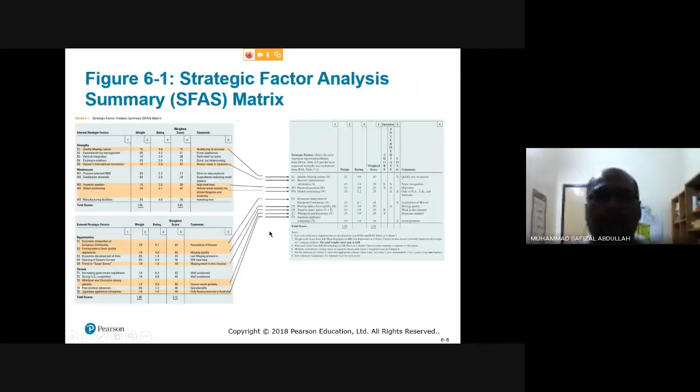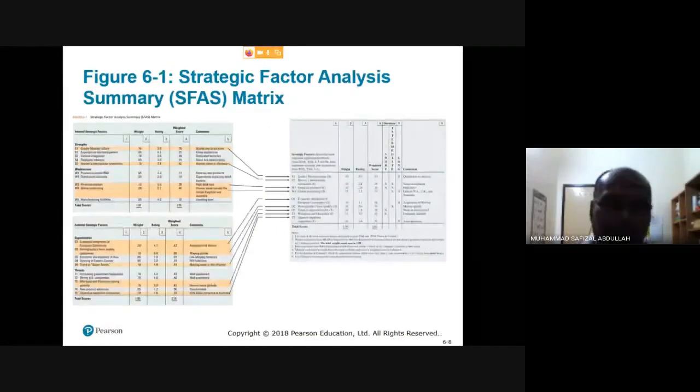All right, so class, this is the example of the SFAS matrix. This is a very, very important matrix. When you do your assignment, it is compulsory for you to show these three types of matrix. Number one, I want to see your EFAS matrix. Number two, I want to see your IFAS matrix. And number three, I want to see this matrix, which is the SFAS.